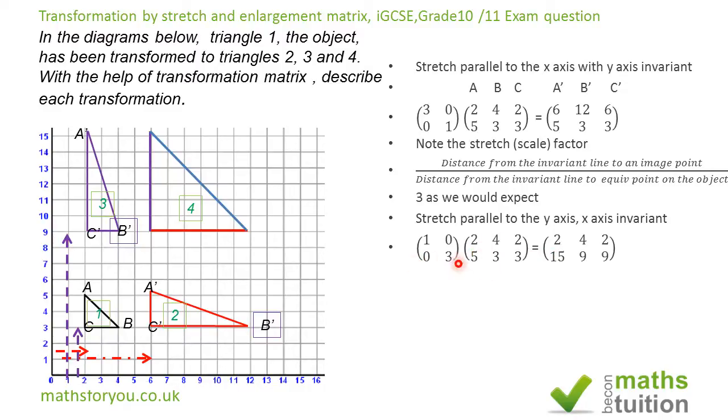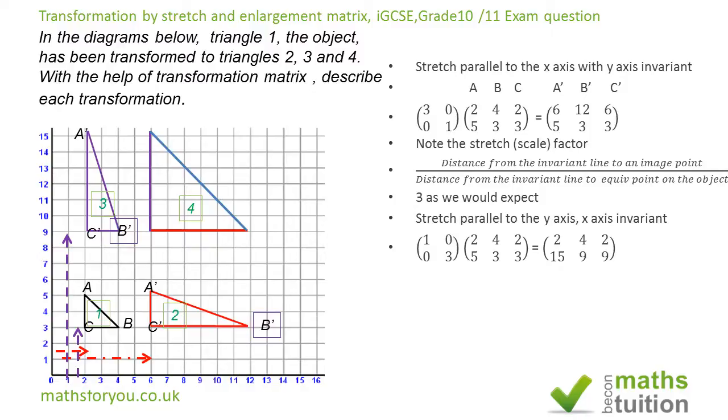0 times 4 is 0, 3 times 3 is 9, 9 plus 0 is 9, and 0 times 2 is 0, 3 times 3 is 9, 9 plus 0 is 9. So let's confirm that. We've got 215 for A, 215 for A is there. And 49 for B prime, 49 for B prime is right. 29 for C prime, 29 for C prime. So all right, that's checked.